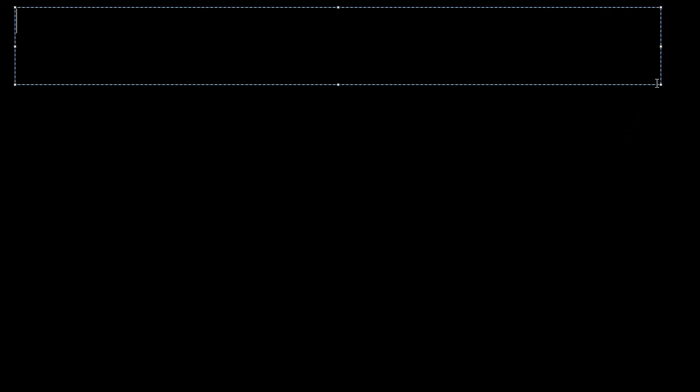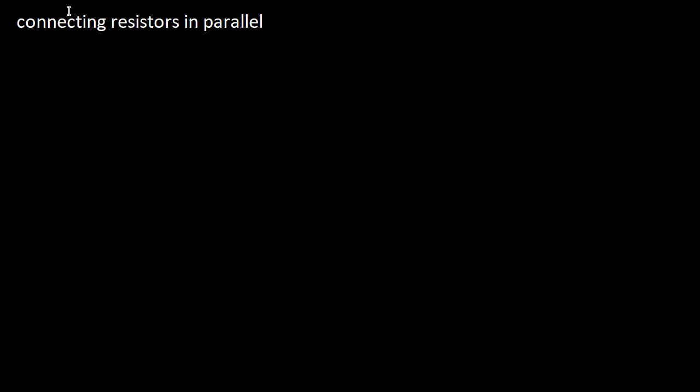In the last class, we had discussed connecting resistors in series, and in this class, we are going to discuss connecting resistors in parallel. And we must always remember that when we connect in parallel, actually we are connecting each resistance to the potential difference source.